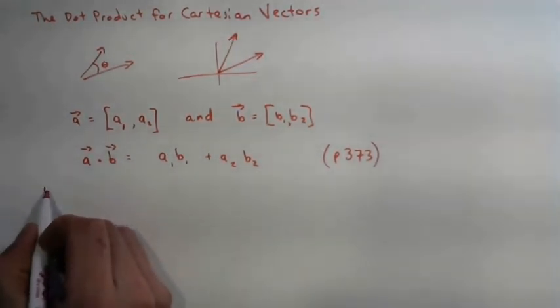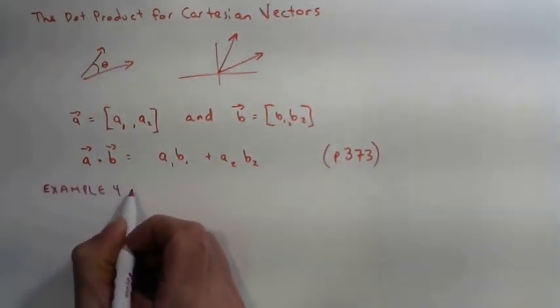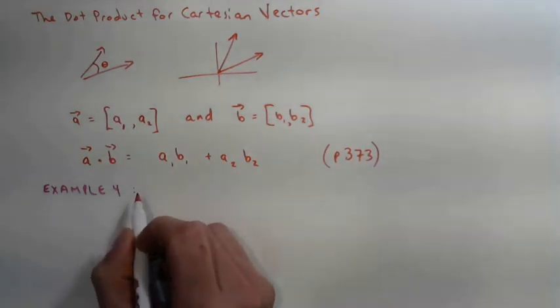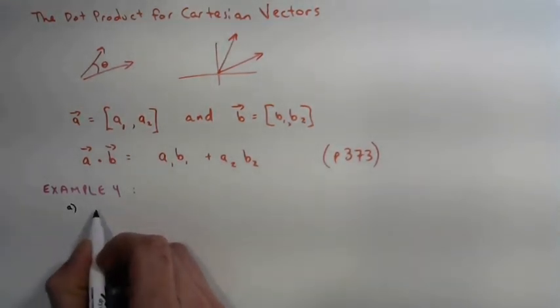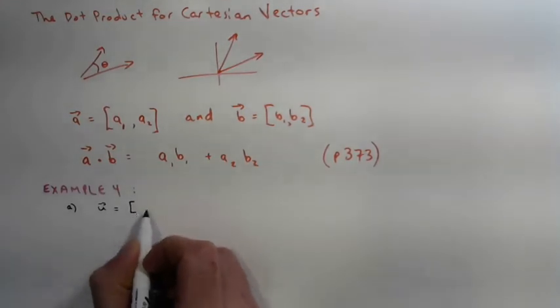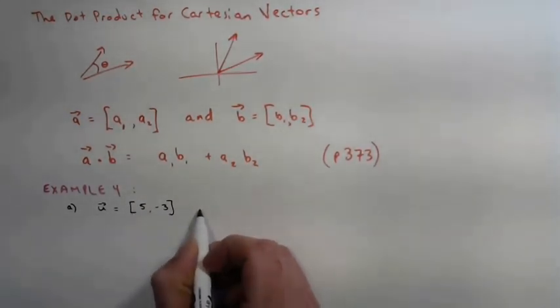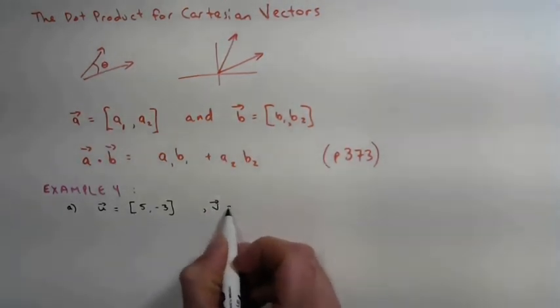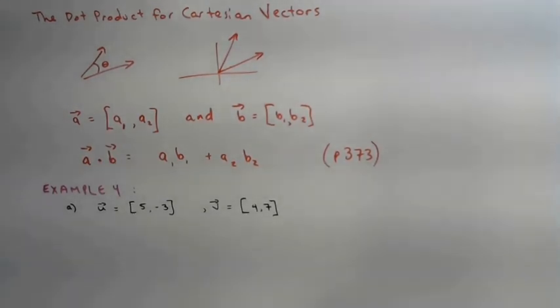We are just going to go ahead and apply it in example 4, dot product for Cartesian vectors. And in A, we are told that the vector u is 5, negative 3, and the vector v is 4, 7, and we're asked to get the dot product.